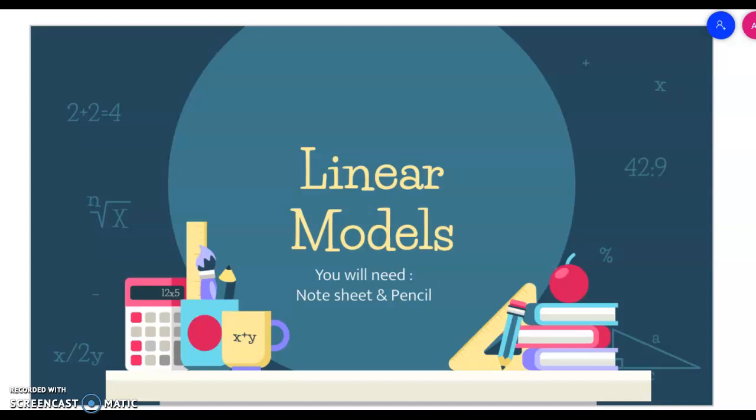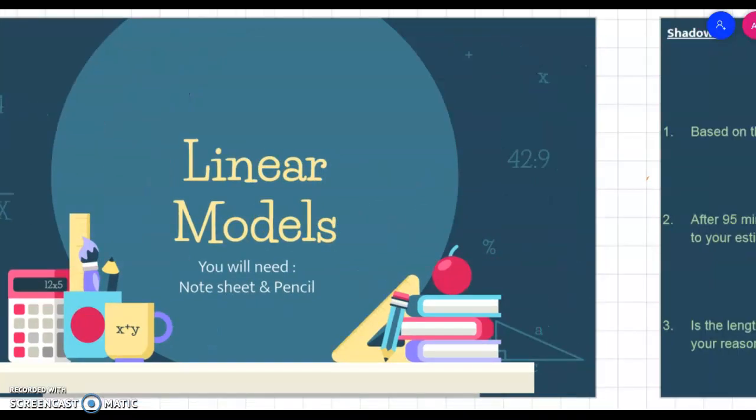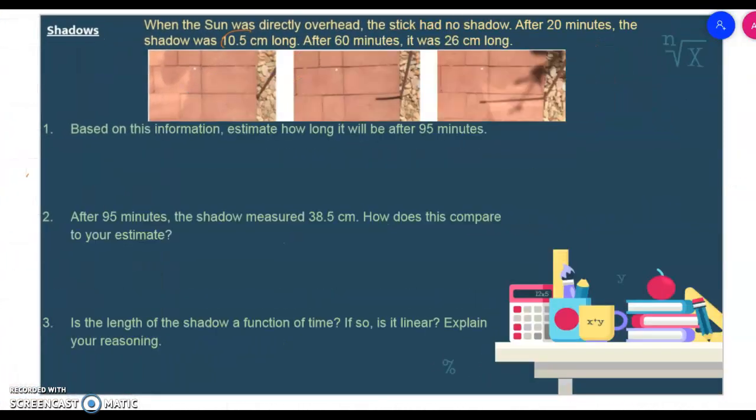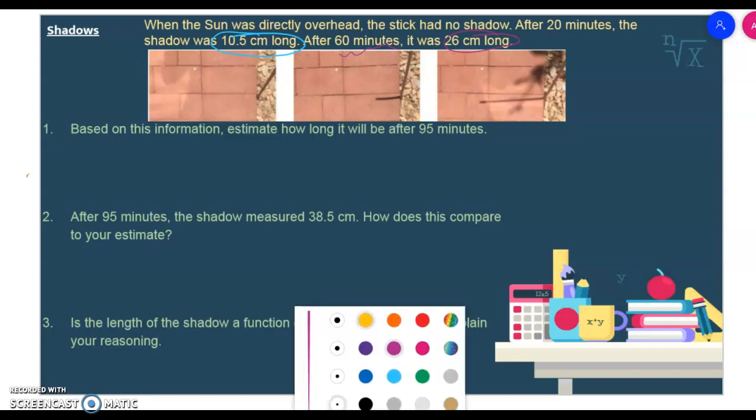Today we're going to be learning about linear models. So we're actually going to look at some real-life situations in mathematics. So we have a shadow here, and the sun was directly overhead. So probably about noon, right? That's when the sun is straight ahead. The stick had no shadow. After 20 minutes, the shadow was 10.5 centimeters long, and after 60 minutes, it was 26 centimeters long.